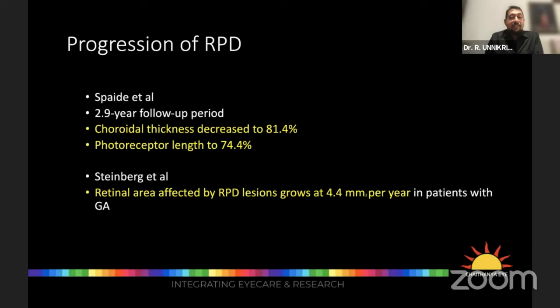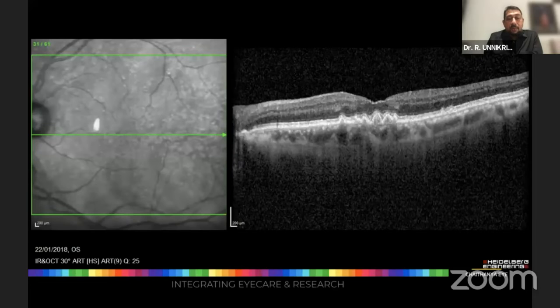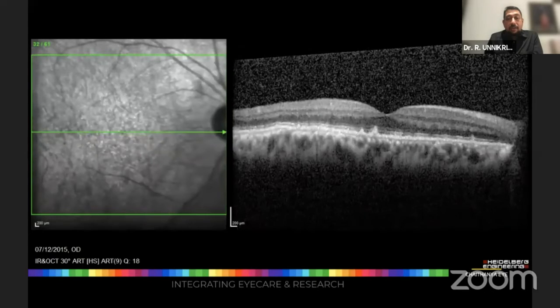A few studies have noted that over a 3-year period, the choroidal thickness and the photoreceptor thickness decrease by more than 75%, and the area affected by RPD lesions increases at quite an alarming rate also. So these are some examples of things here.